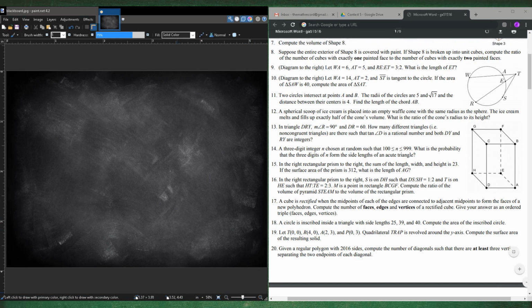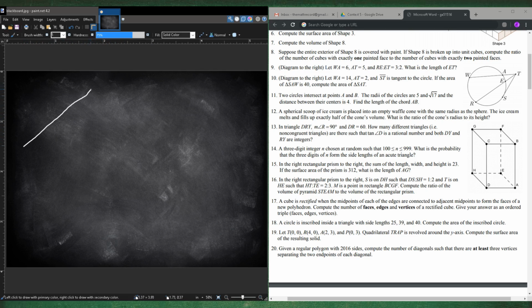Question 13. In triangle DRY, angle R is 90 degrees and DR is 60. How many different triangles are there such that tangent D is a rational number and DY and RY are integers? So we have a triangle, and DR is 60. Let's say RY is x, and DY is x plus a. Because if x is an integer and a is an integer, then x plus a is an integer. So the hypotenuse is an integer, and RY is going to be an integer.